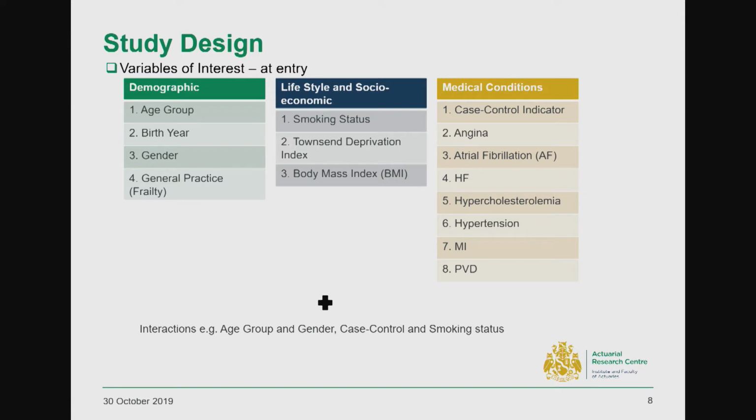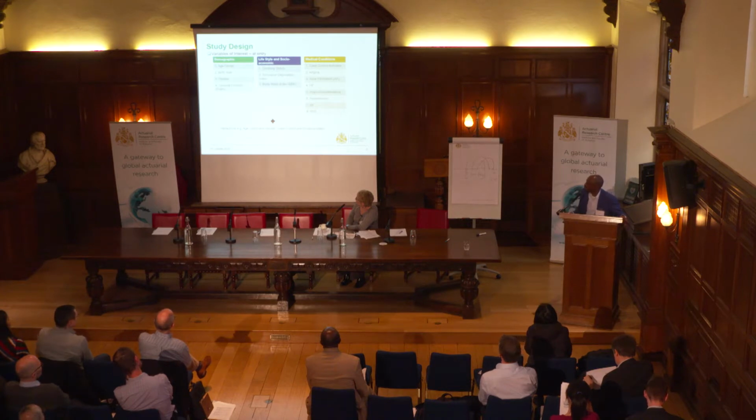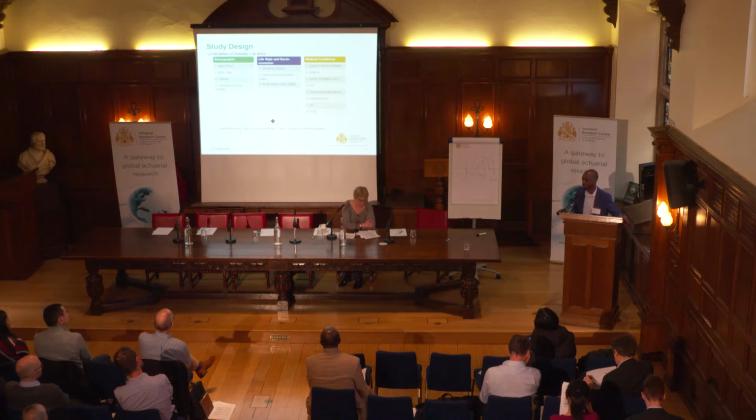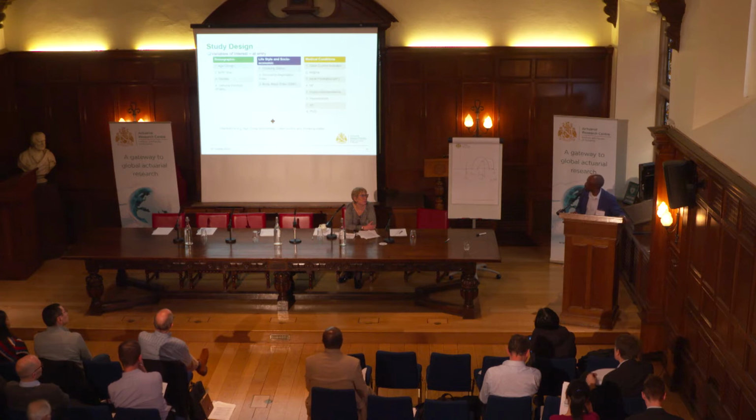Right, for the study, we looked at the variables of interest premised on previous studies and medical literature. For demographics, we included the age group, birth year, probably some say birth cohort, gender, and also the general practice. I grouped it there as a demographic variable because it's kind of a classic group of people. And then we looked at the lifestyle and socioeconomic variables. We included smoking status, the socioeconomic status, the Townsend deprivation index, and also the body mass index. And we also included several medical conditions at the time of entry. On the model, we also had some interactions, for example, age group and gender, case control, and smoking status. These were premised on the descriptive statistics that we had, from which we came up with the interactions.